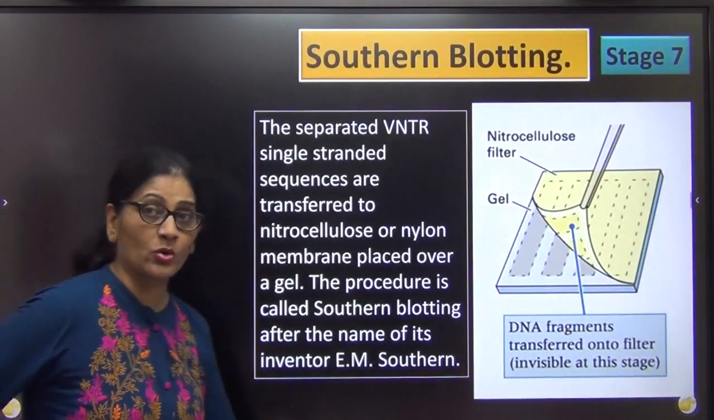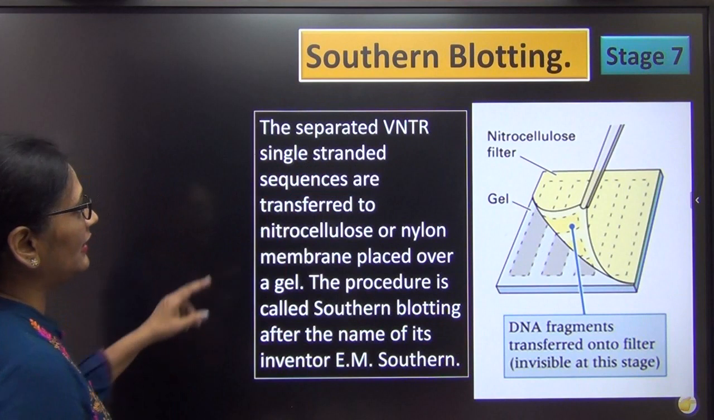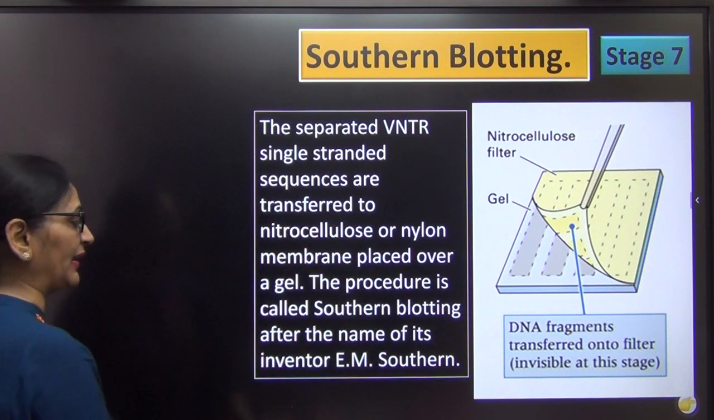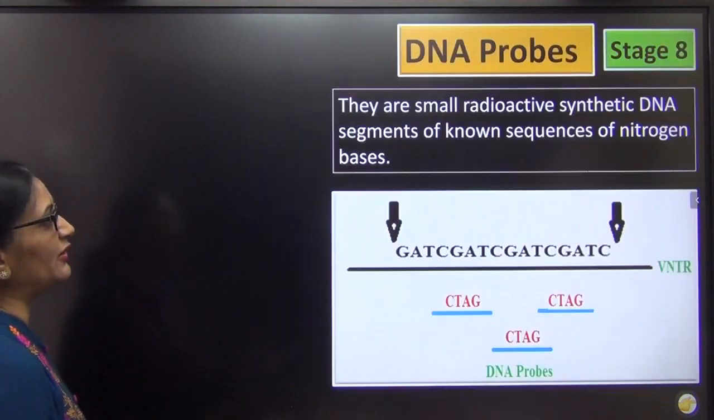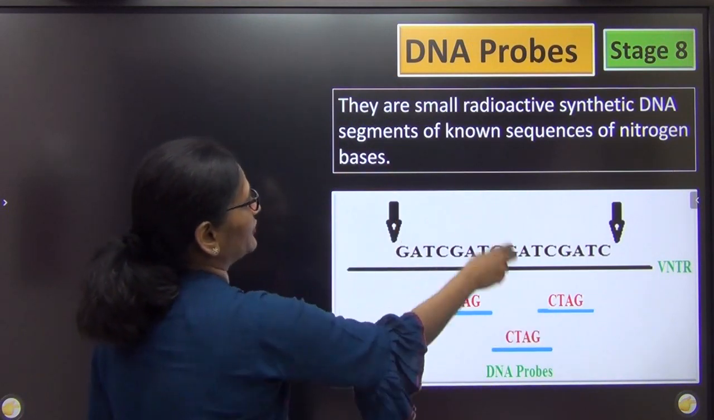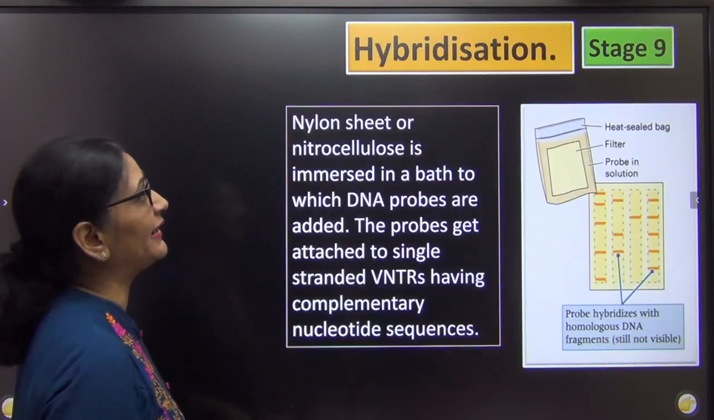So let's just look at this once again. The separated VNTR, that is the single stranded sequences, they are transferred to nitrocellulose membrane. This process is called southern blotting. After this, what we do is we make radioactive tags. These radioactive tags are called as probes, DNA probes. ये question आया इस साल medical में.